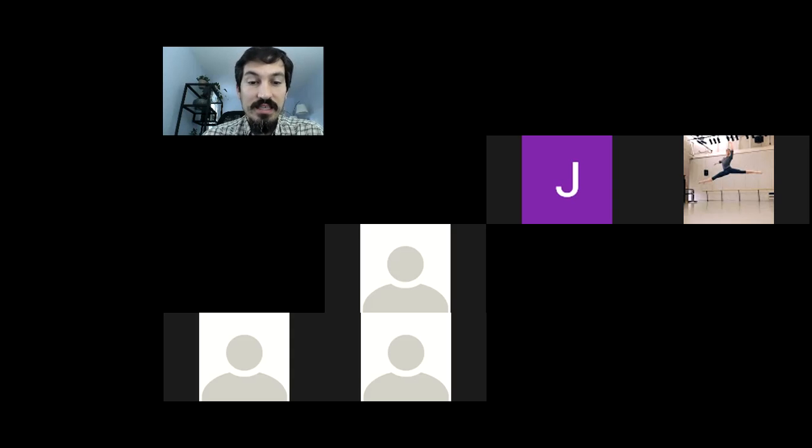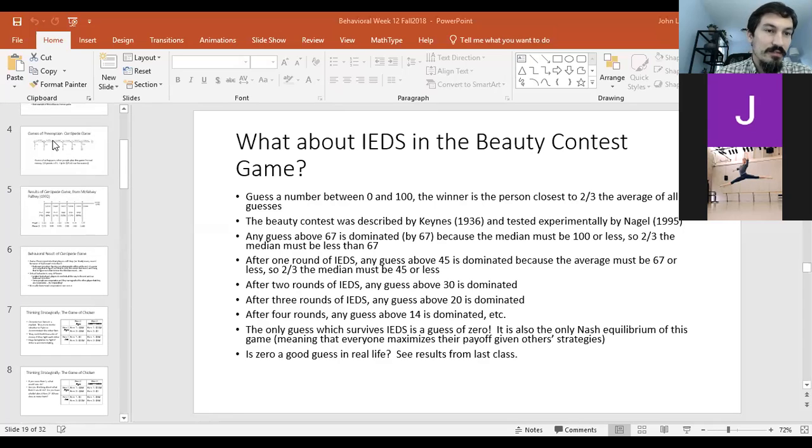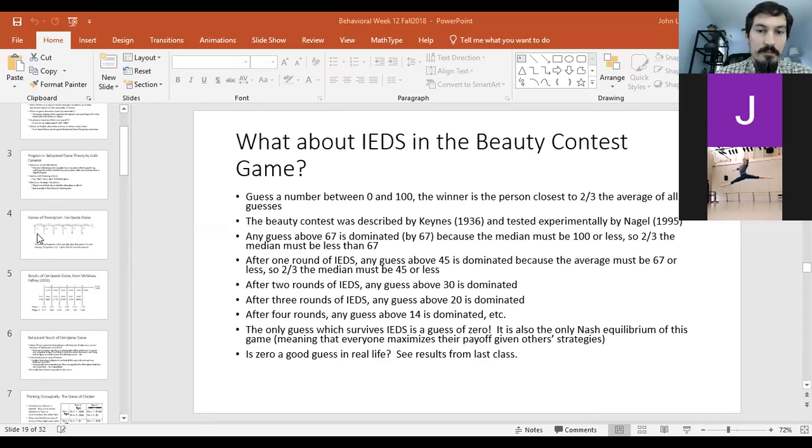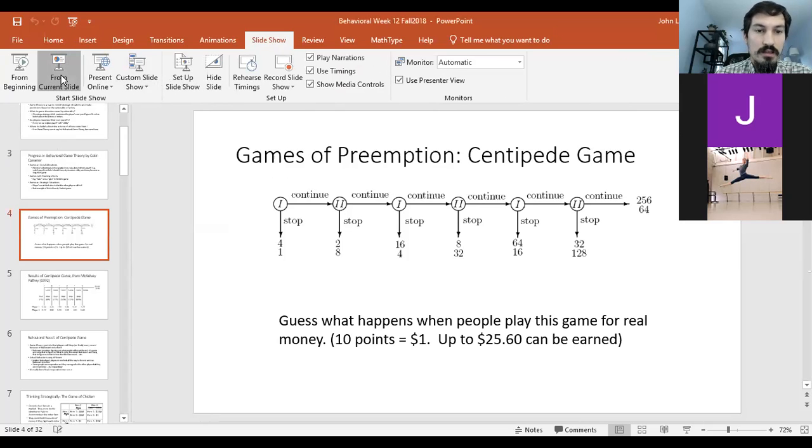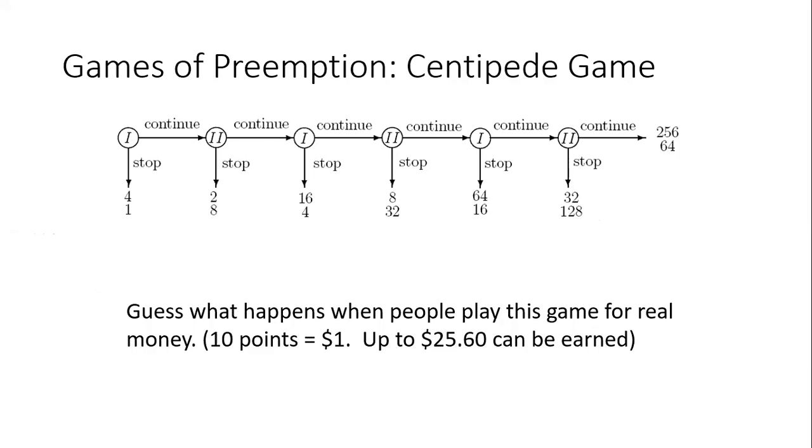It's called the Centipede game, and I'll share a screen with you on it right now. Oh no, here's the beauty contest game. But I also have a picture of the Centipede game. Slideshow from current slide. Can you see this game?